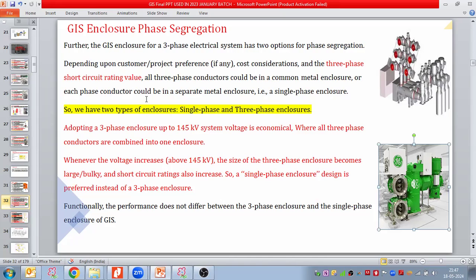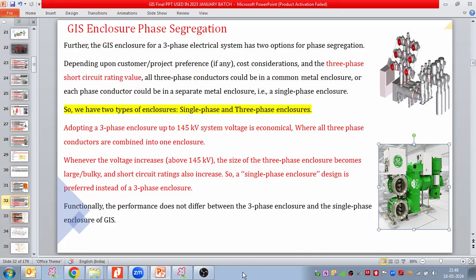Or each phase conductor could be in a separate metal enclosure, a single phase enclosure. If you see this option here, R here, Y here, and B here, for each phase we take a separate module. So we have two types of enclosure: the single phase enclosure design of the GIS, and the three phase enclosure design. This is an example of a three phase enclosure design. Adopting a three-phase enclosure design up to 145 kV system voltage is economical and cheaper, where all three-phase conductors are combined into one enclosure only.